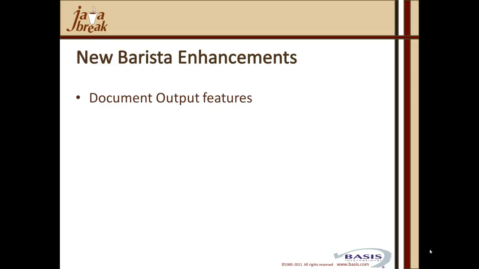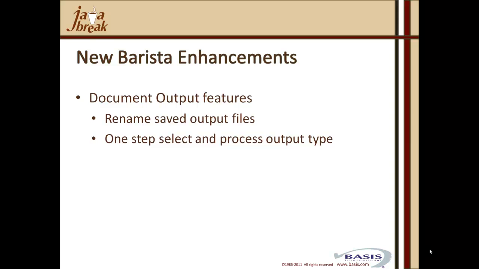Some of the document output features that are in BBJ 11 and Barista 11: you have the ability to rename your saved output files. So you can go to the archive system and look up a document that's in the archive and rename it to a name that's useful to you, that might be more familiar and easily sortable or searchable. You have the one-step select and process to a particular output type.